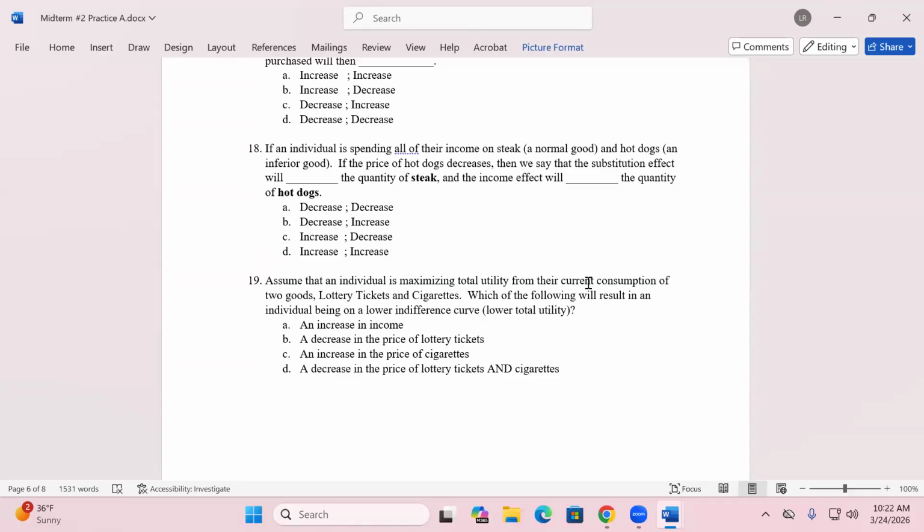But in terms of answering this question, in fact, one of the answers was if I had a decrease in the price of both goods. So what would that look like? An increase in income, which puts me on a higher indifference curve.